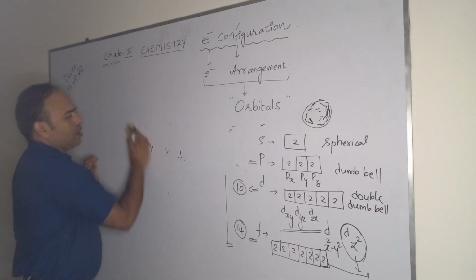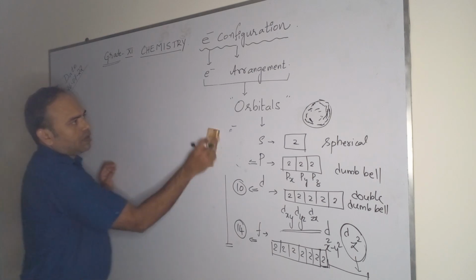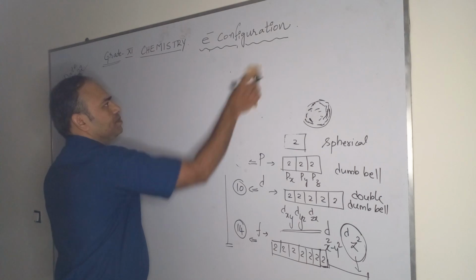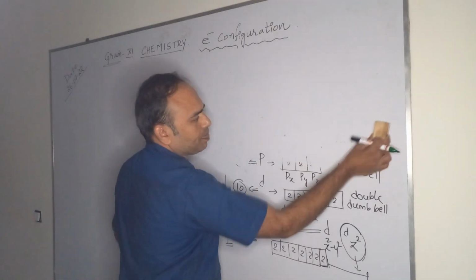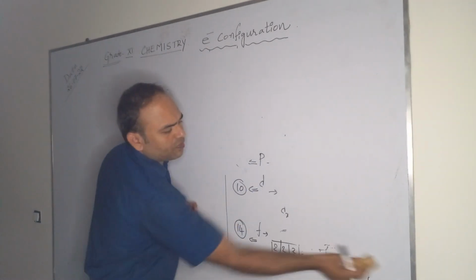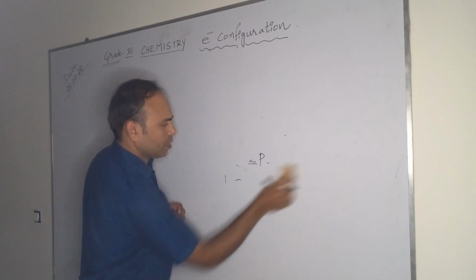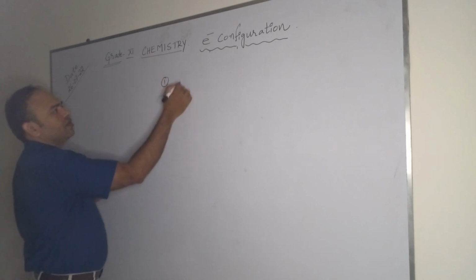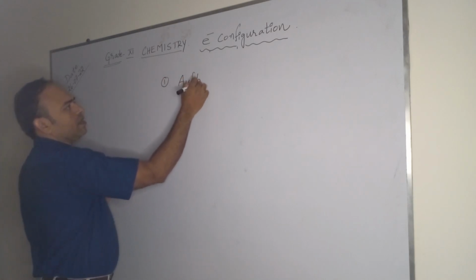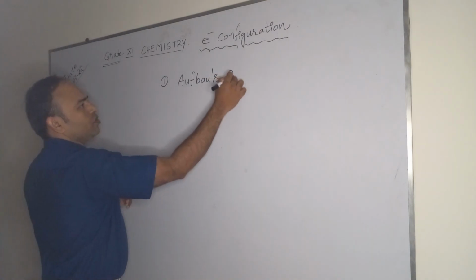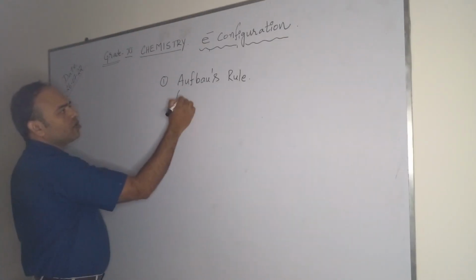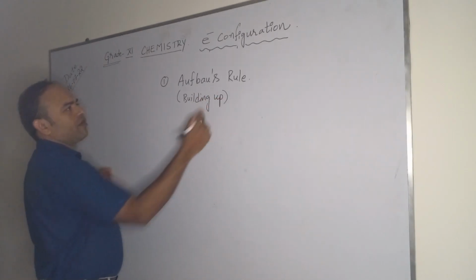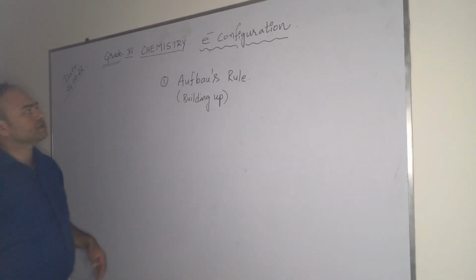Next, if you move on to this, there are some rules for electronic configuration. Here we have 3 rules. Let me write the names of the 3 rules. The first rule of electronic configuration is Aufbau's rule. Aufbau means building up of something. Aufbau, building up of something.